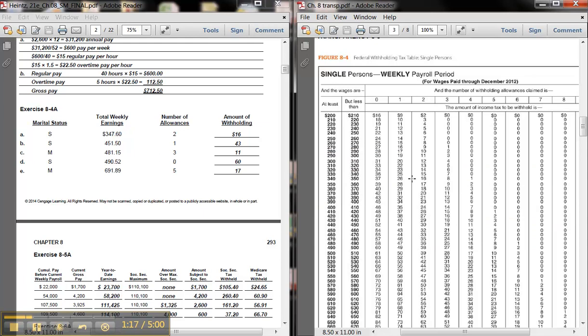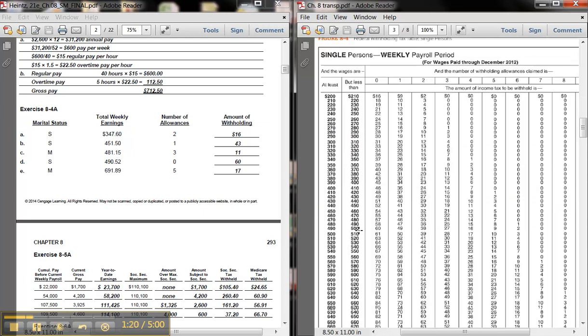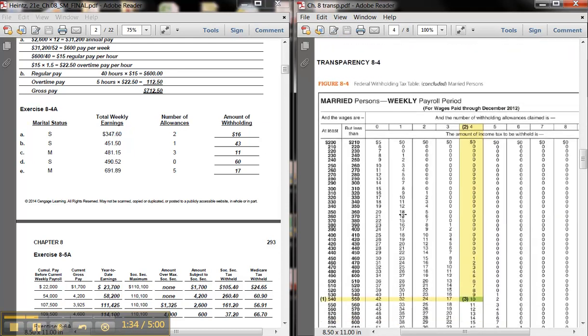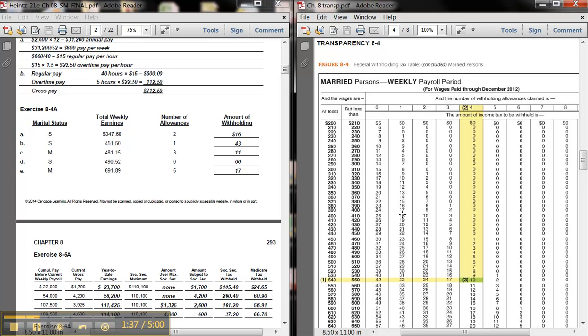The next individual is single but makes $451, so more than 450 but less than 460 with one withholding, so it's $43 right here. The next individual is married, so I have to switch to my married tab, and these are in your textbook. So my married tab, and I have $481.15. So it's going to be greater than 480 but less than 490 with 3 withholdings. So I scroll over and I get $11.